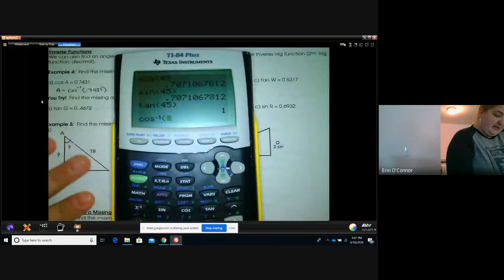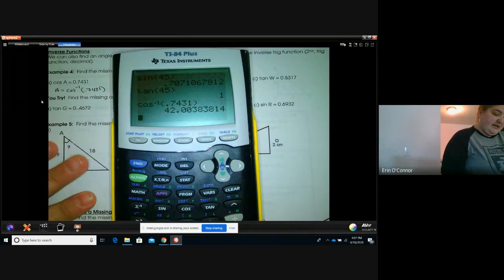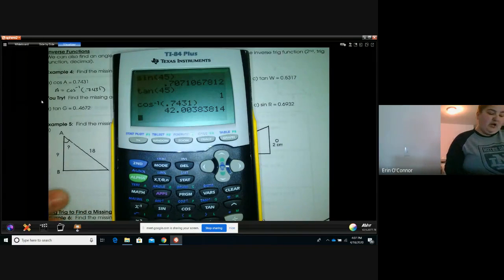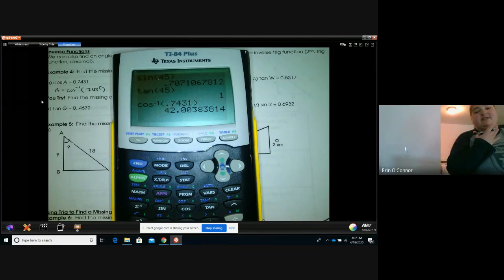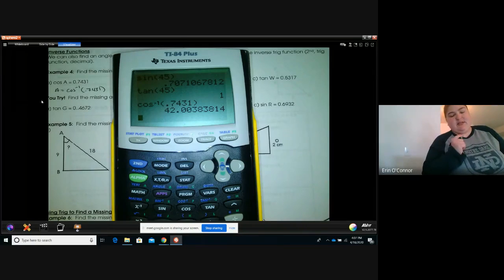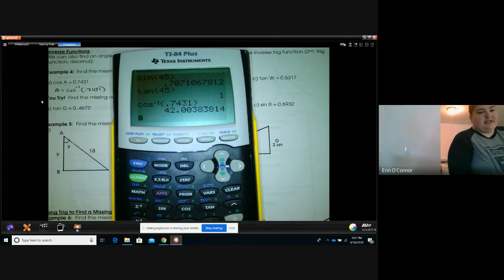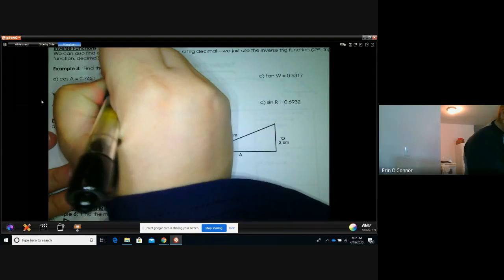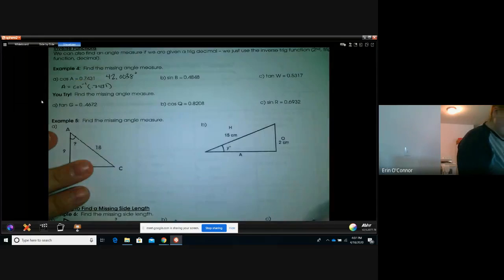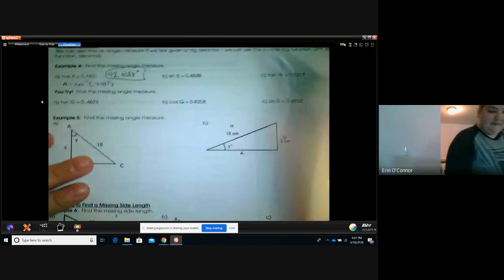So we're going to put in the decimal, 0.7431, and we're going to get an answer, which we're going to round to the nearest ten thousandth again, so four decimals, 42.0038. And remember, we're in degrees, so it's 42.0038 degrees. And that is your answer right there.